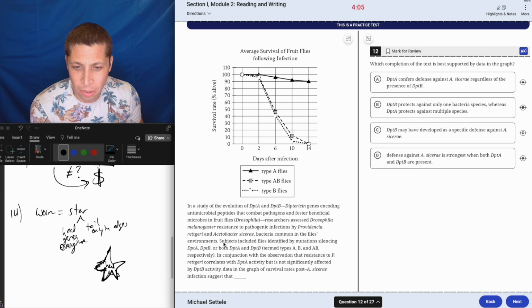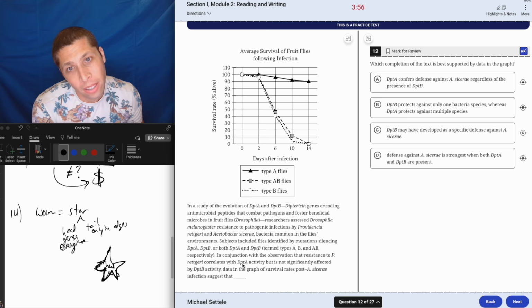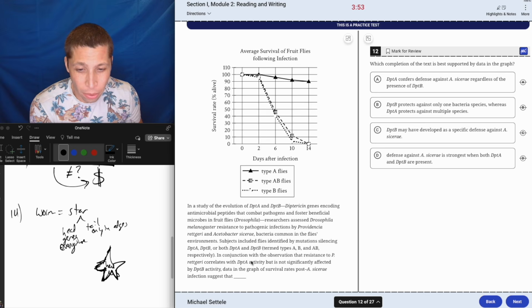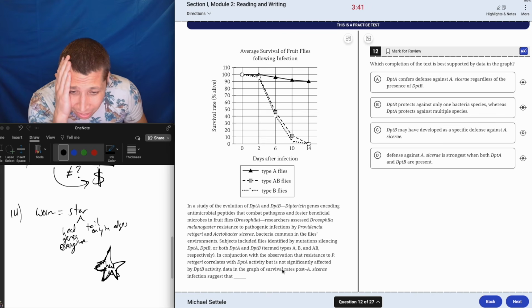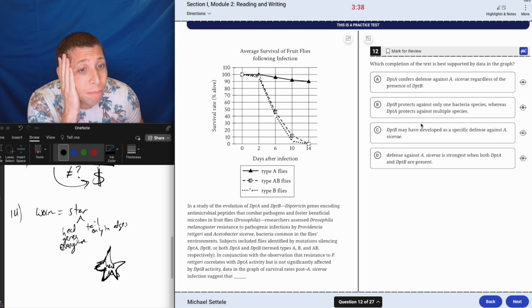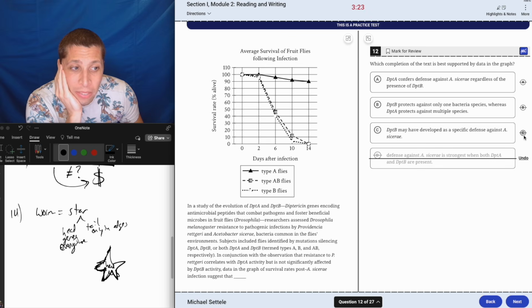Infections, flies, silencing, resistance to. So this is one of them correlates to DPTA. Following infection, aren't they affected with both? Data in the graph of survival post A. What? Oh my God. Suggests that may have developed as a specific defense. The infection is killing them. It's killing the Bs and the ABs. Defense against is strongest when both, no, as a specific defense.